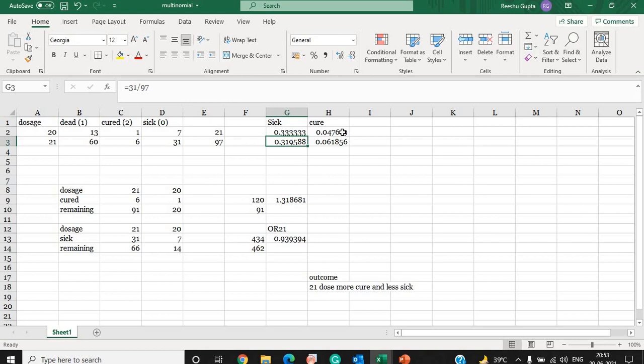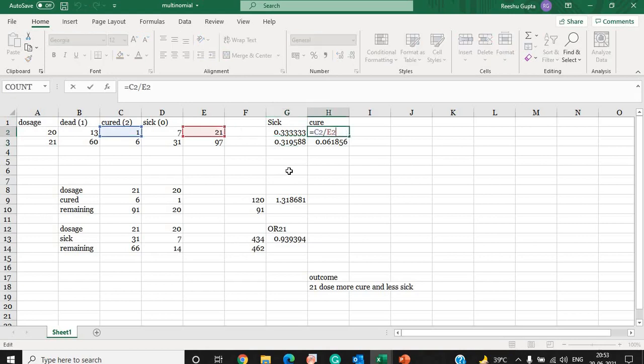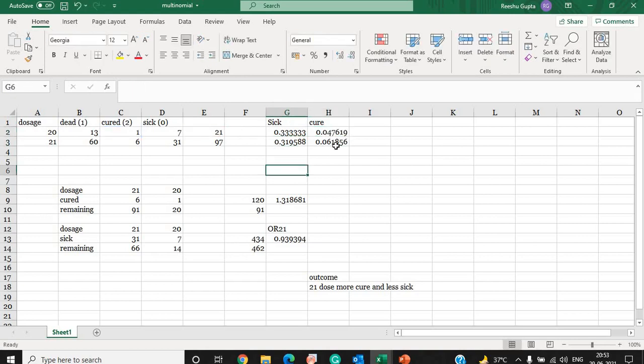Similarly, in case of the cure, you can see 0.061, which is higher than 0.047. So the 21 microgram dose is more effective if you are talking in terms of the cure. How many patients are cured and how many patients are sick, then the 21 microgram dose is less effective. Okay. So basically nobody wants to be sick, so we will say the 21 microgram dose is more effective.